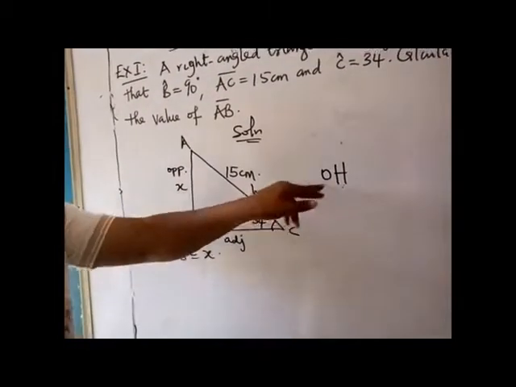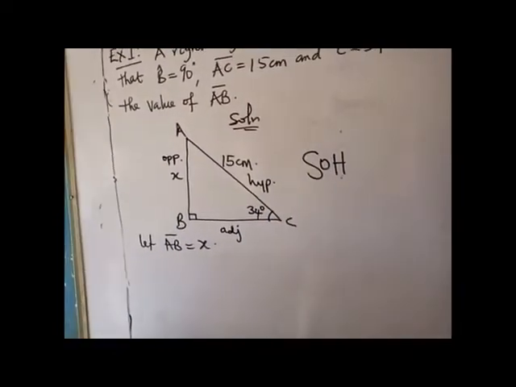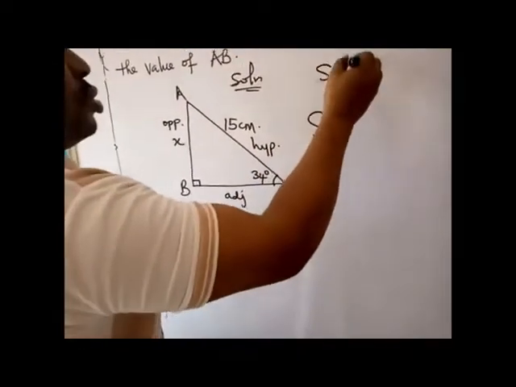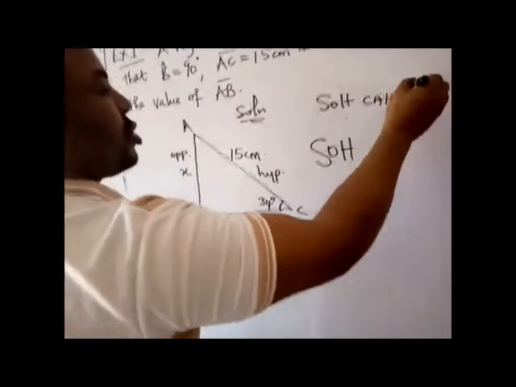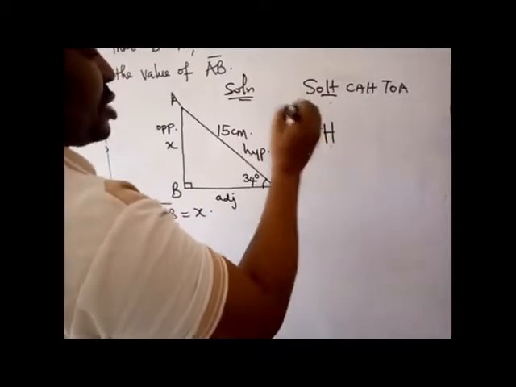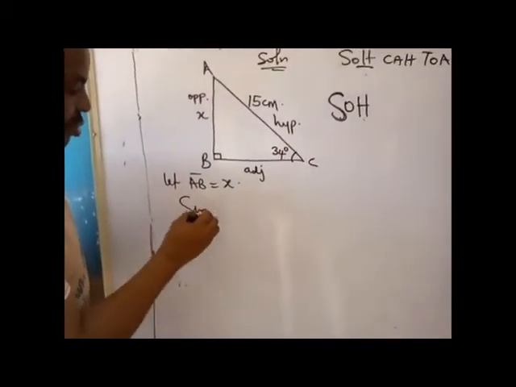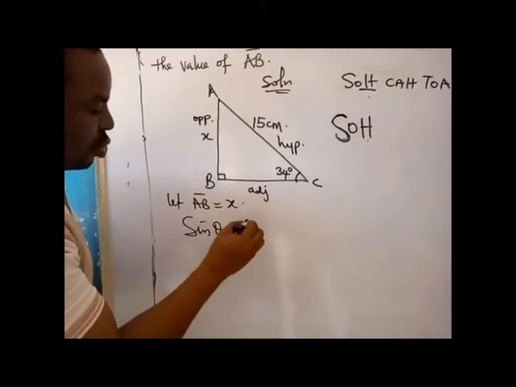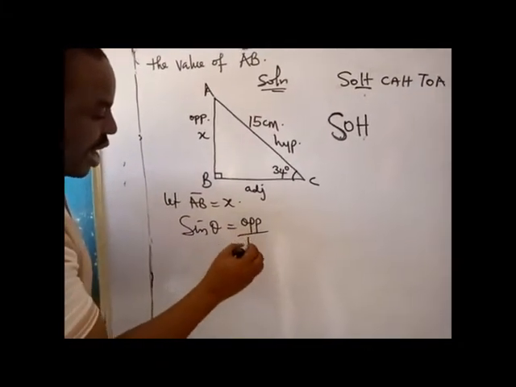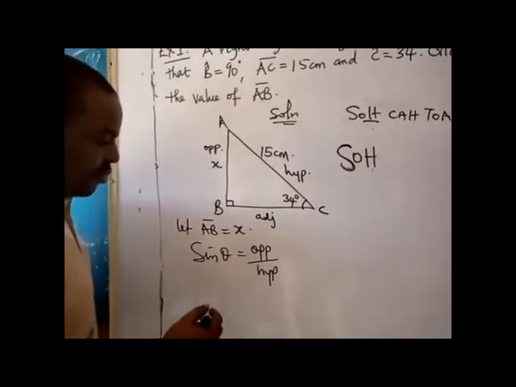So you have O and H. Which one has O and H? Remember your SOH CAH TOA. The one that has OH is your S, which is sine. Therefore, you are using sine. Sine theta equals opposite over hypotenuse. And what is our theta? Our theta is the angle, which is 34 degrees.